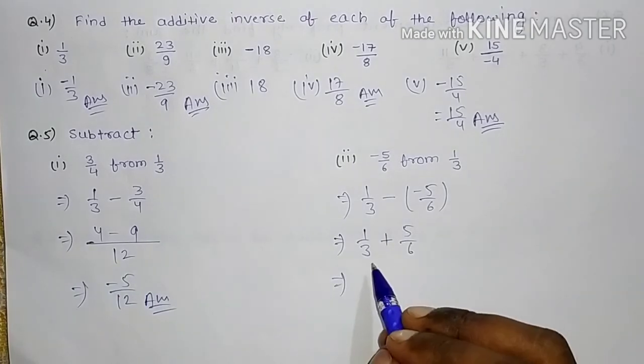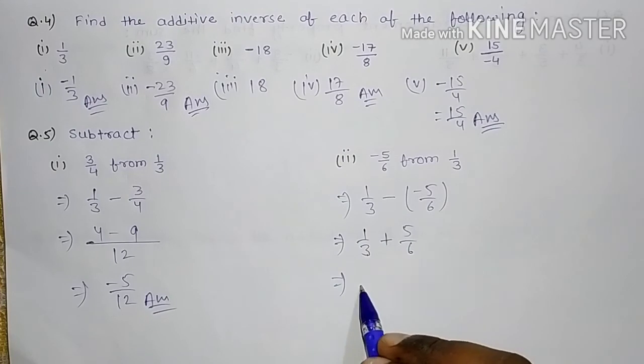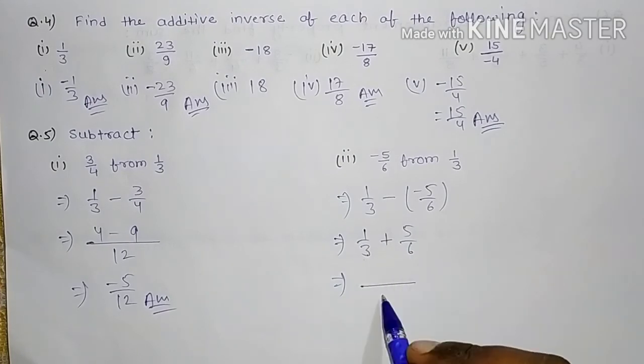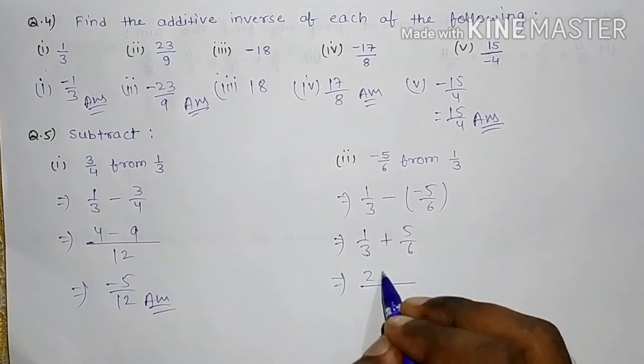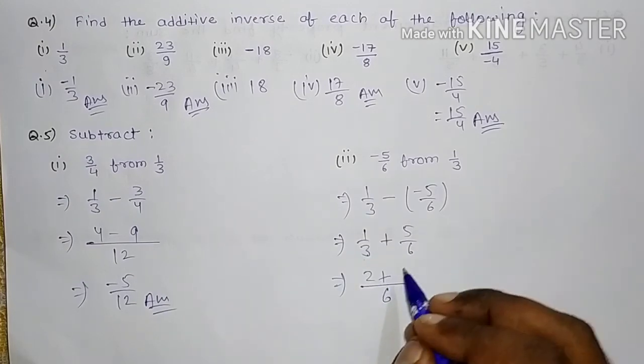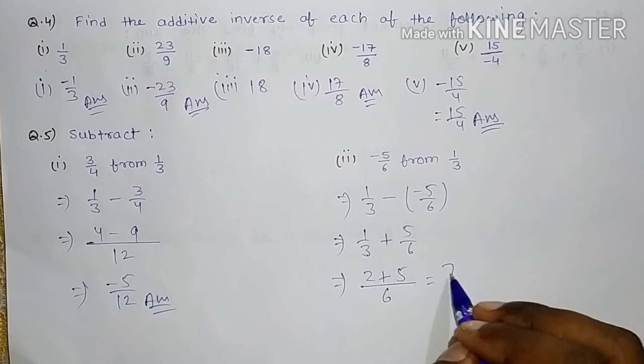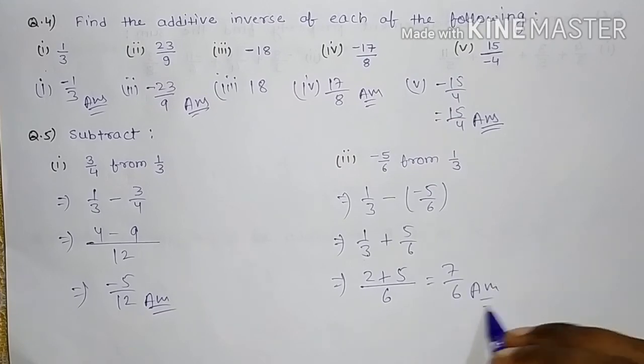Again just take the LCM of 3 and 6. We know that the LCM of 3 and 6 is 6. So again solve: 3 2s are 6, 2 1s are 2, plus 6 1s are 6, 1 5s are 5. That is 7 by 6. This is the answer, and it's very simple.